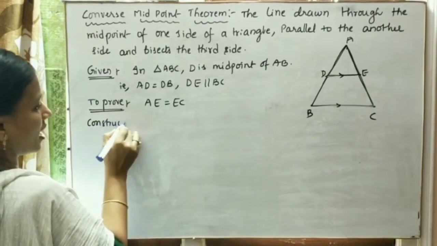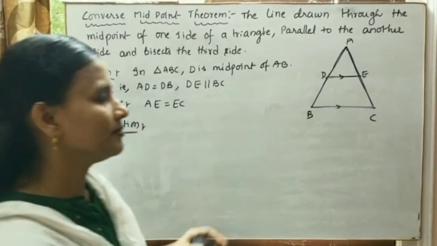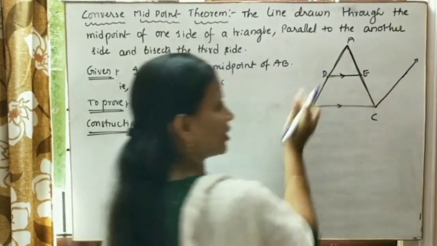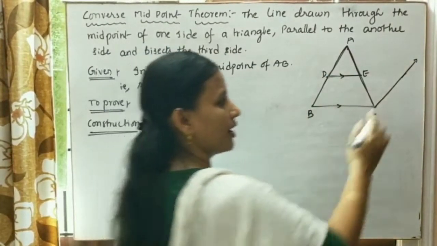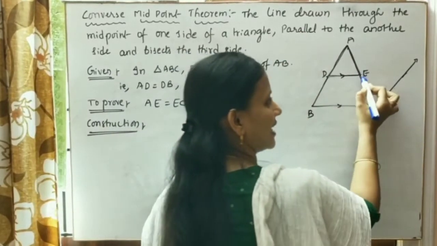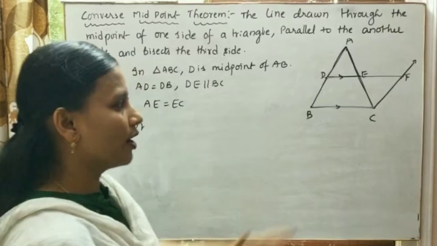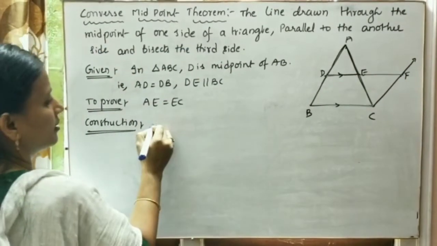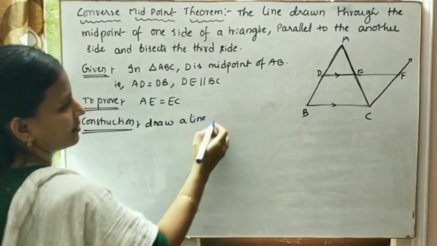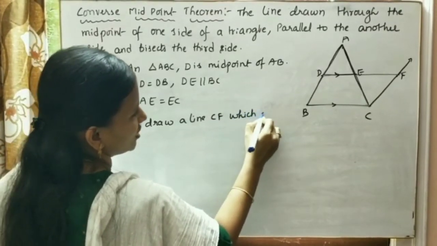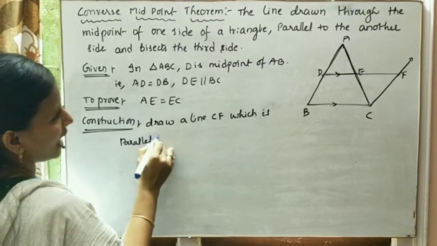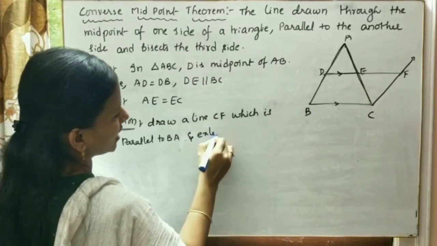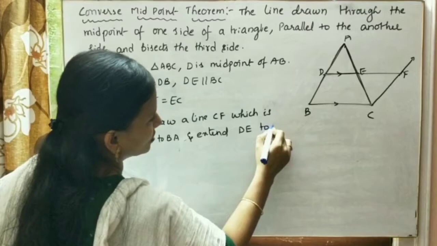For this, we have to do a small construction. Draw a line CF which is parallel to BA, and extend DE to F.